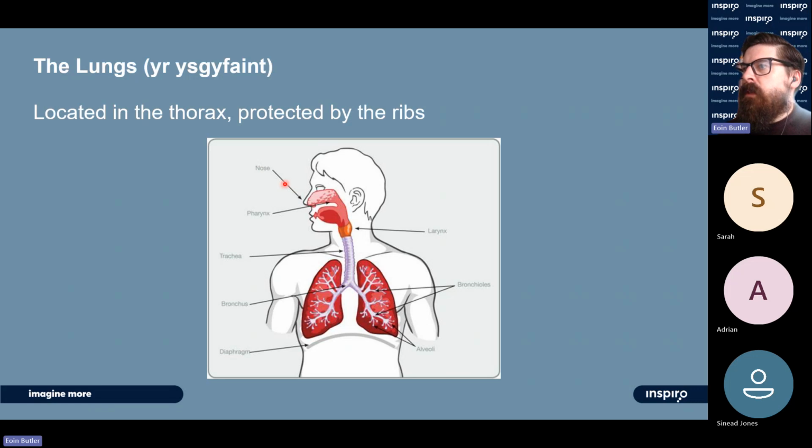So air travels into the nose and mouth, past the pharynx, the larynx, and then down the trachea, branching off into two bronchus, and then our bronchus will branch off into bronchioles. At the ends of the bronchioles, we've got our alveoli, and this is where gaseous exchange will take place. One of our respiratory muscles is the diaphragm, which is situated just below the lungs at the bottom of the rib cage.